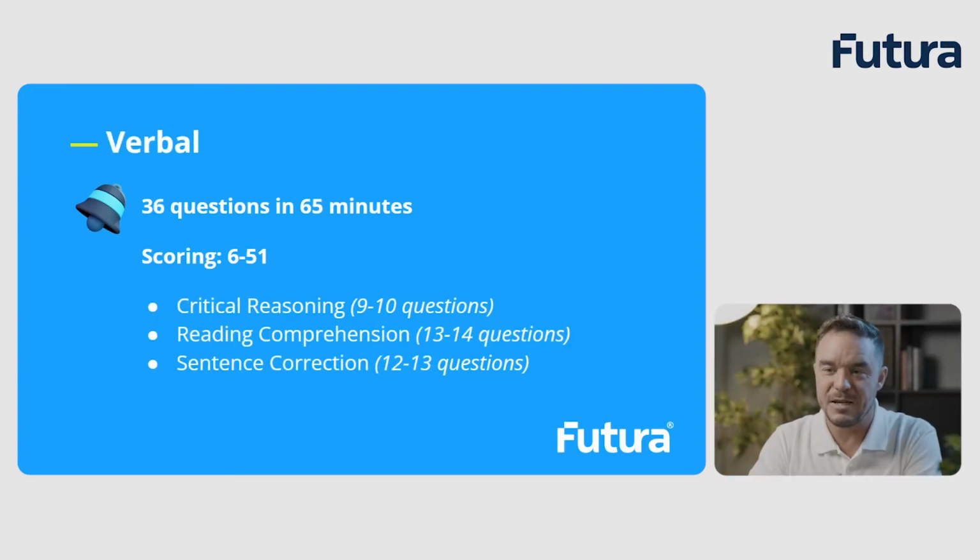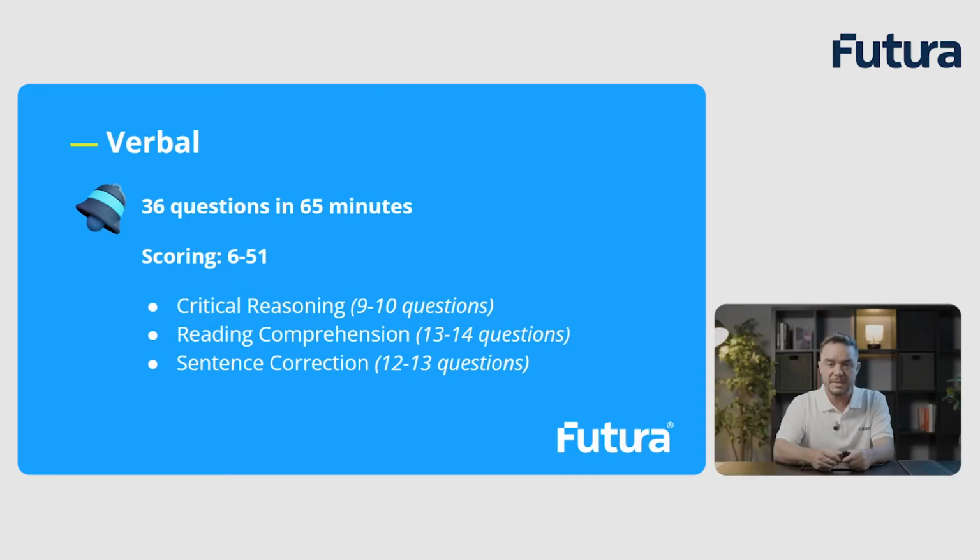The next section is verbal. It's a little bit longer than Quant, so you have 36 questions in 65 minutes. That gives you a little bit less than 2 minutes per question. Scoring is the same, and in this case you have 3 different question types. For critical reasoning and sentence correction, there will be 1 question each. However, for reading comprehension, there will be multiple questions.